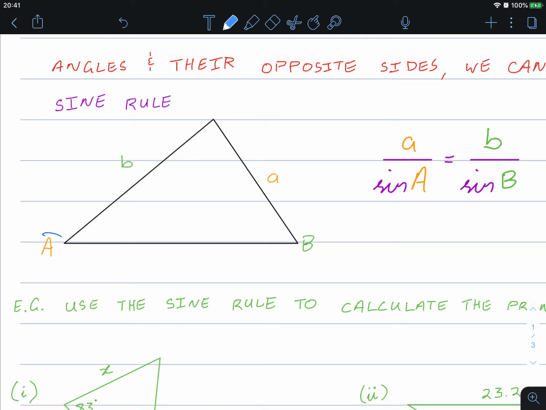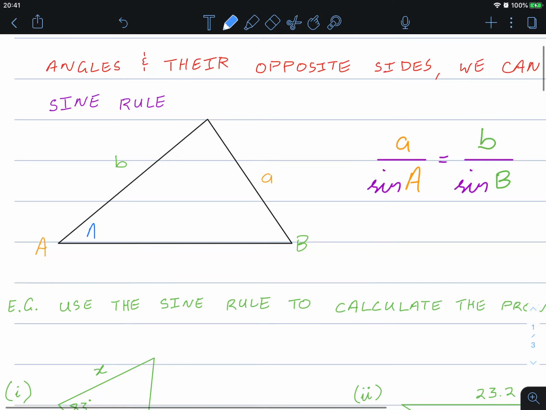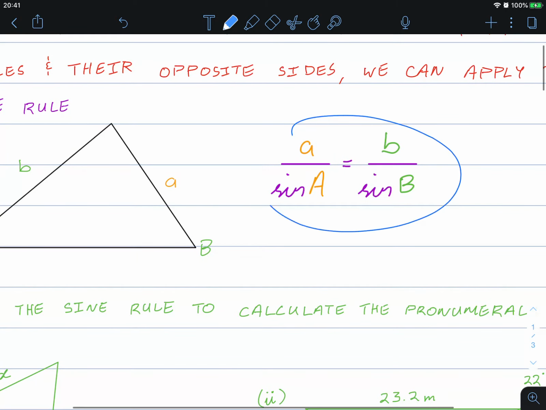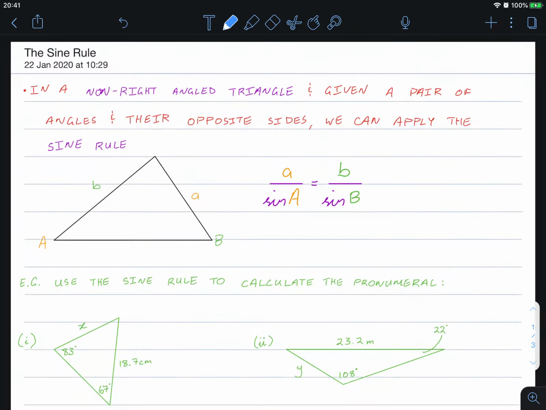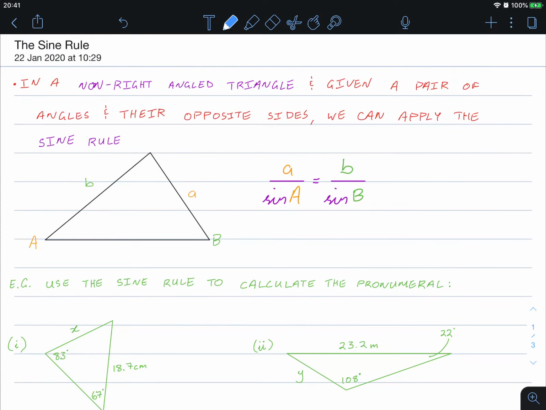So in this case, angle A is here, and its opposite side is labeled lowercase a, and if this is angle B, its opposite side is lowercase b. Utilizing this rule, we can calculate missing sides and missing angles. So let's do two examples here.